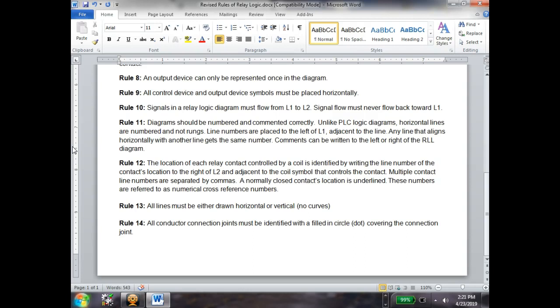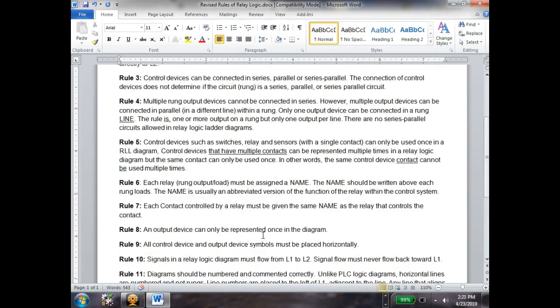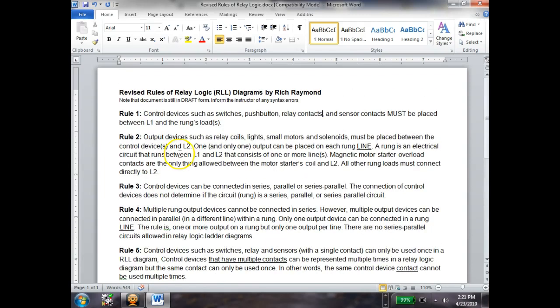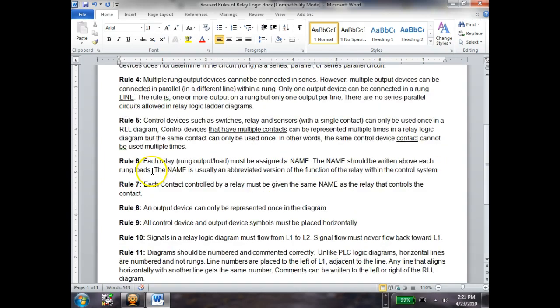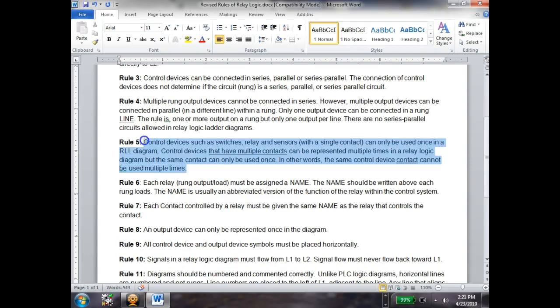That's also true in electronics. All conductor connection joints must be identified with a filled-in circle or a dot covering the connection of the joint. Everybody understand that? Okay. This is a rule that we break a lot, especially in PLCs, because PLCs don't follow this rule. I don't even think it does it on the Siemens. I'd have to look at that too. So the rules that I've seen broken are multiple loads on a single line, and then, of course, trying to use the same contact multiple times.